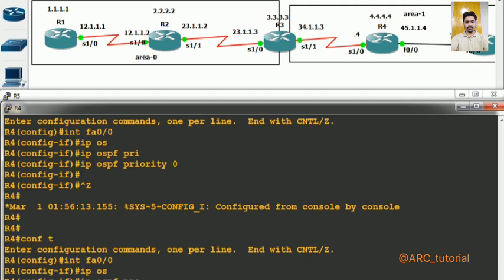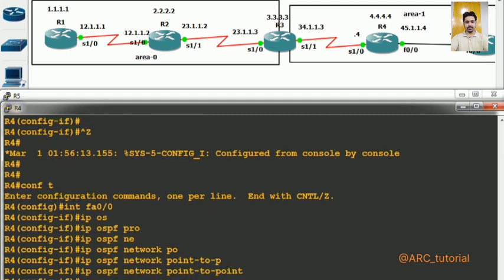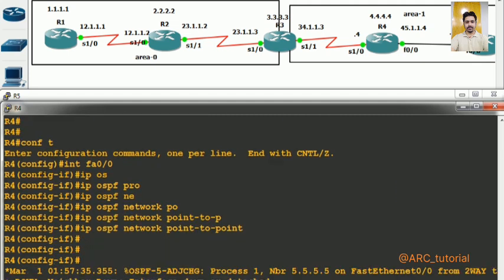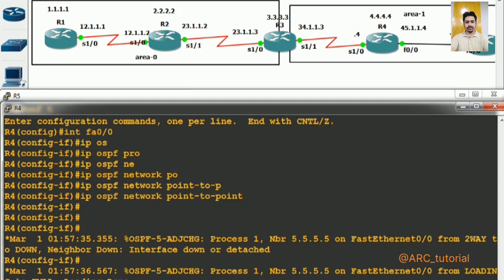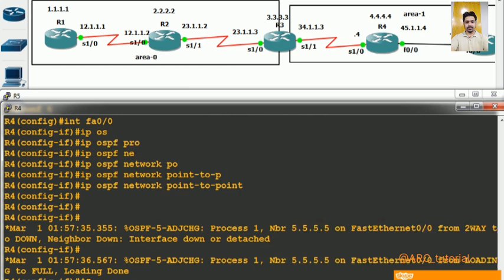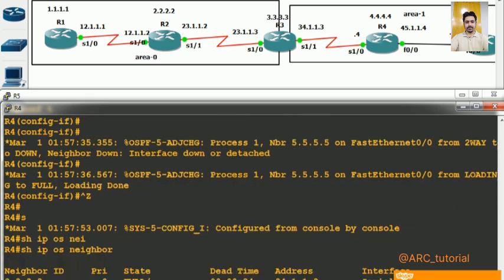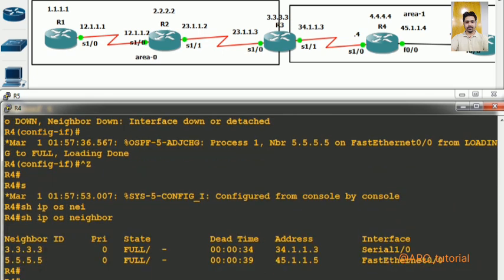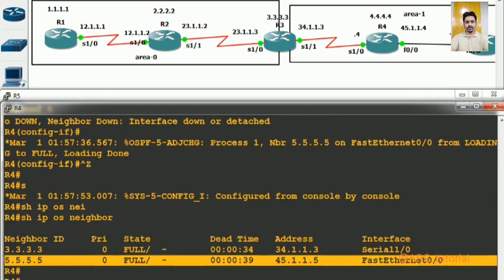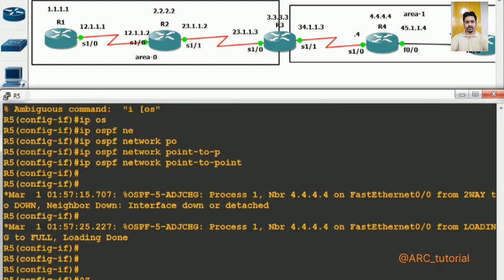Because in case of point to point, the default priority is also 0. So there will not be any problem anymore, even after configuring priority as 0. Show IP OSPF neighbor. See, R4 has neighborship with R5. If you move on R5, R5 also has neighborship with R4.